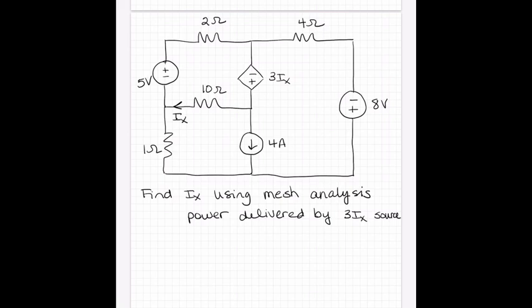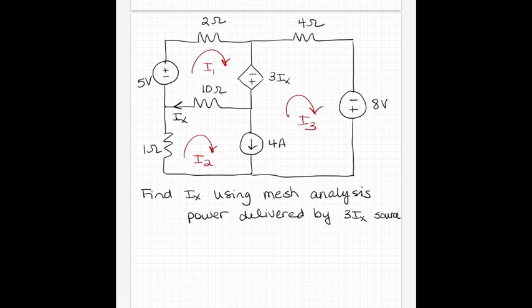Okay, so let's label some mesh currents. I'm going to call this one I1, this one I2, and this one I3.